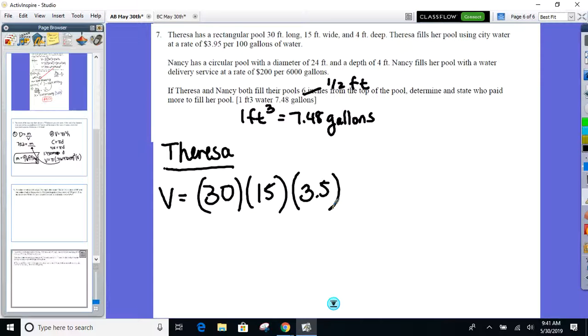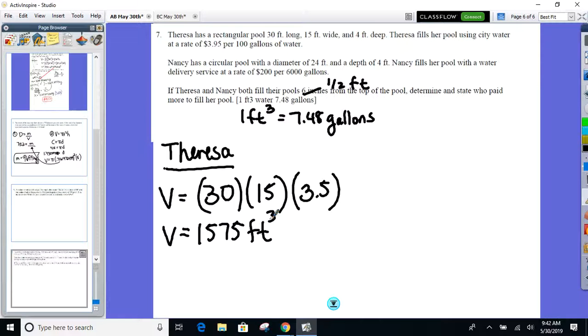So the volume of the water in her pool is 1,575 cubic feet. Yep. If you wanted to convert this all to inches, that would be fine. You could, but look what your conversion is. But it's not. I'm going to tell you, don't try to convert after you find the volume.